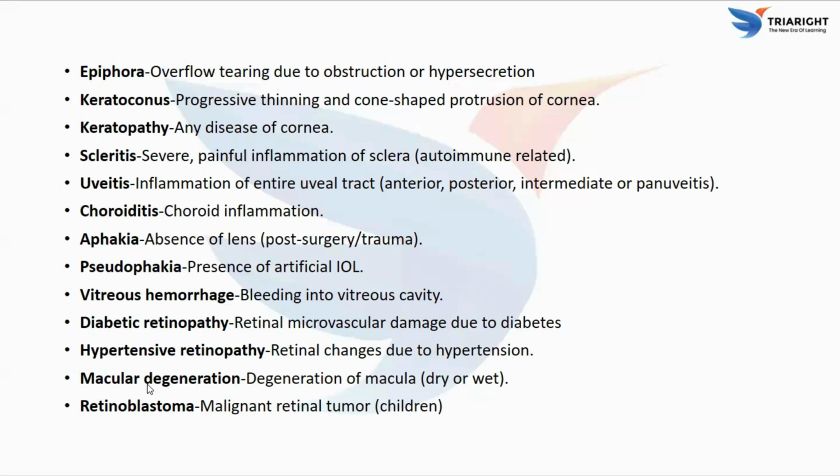So macular degeneration. Degeneration of the macula, the central part of the retina, which is responsible for detailed vision. So there are 2 types of macular degeneration: dry AMD and wet AMD. So dry AMD is a gradual loss, and wet AMD is a rapid vision loss due to neovascularization. So this macular degeneration is most common in older adults, as it is age related.